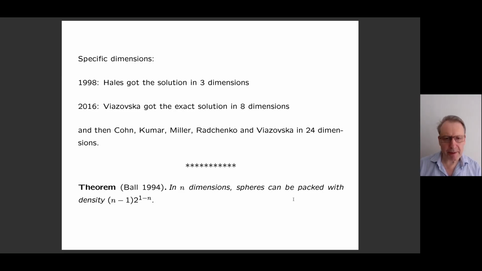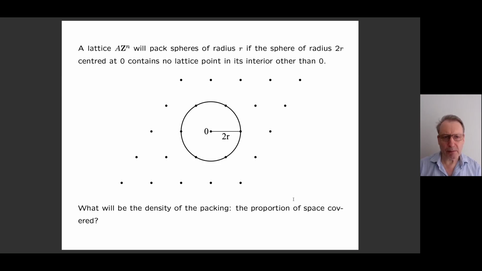Now, before I do that, let me slightly reformulate the problem. So we've said that this lattice, the image of the standard integer lattice by an invertible matrix A, will pack spheres of radius r if the sphere of radius 2r, centered at 0, contains no lattice point in its interior, except, of course, 0 itself.